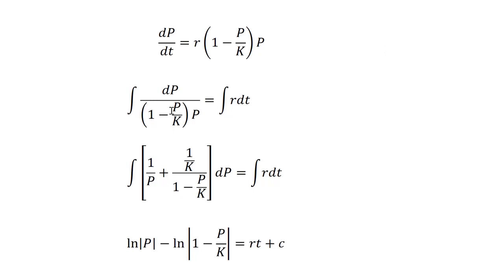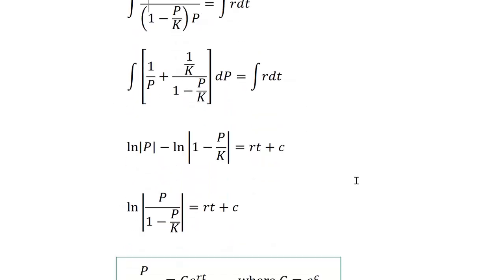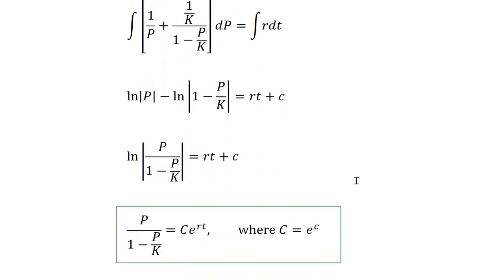And we integrate. Before we do so, I'm going to decompose this fraction. And if you're not familiar with partial fraction decomposition, you can just check that this line over here is true by combining these two fractions, and you will once again get 1 over (1 minus p over k) times p. I can now integrate, and when I do so, and applying the laws of logarithms, I obtain that the natural log of p over (1 minus p over k) is equal to rt plus c, where c is a constant of integration. Solving, I see the general solution here on the screen.